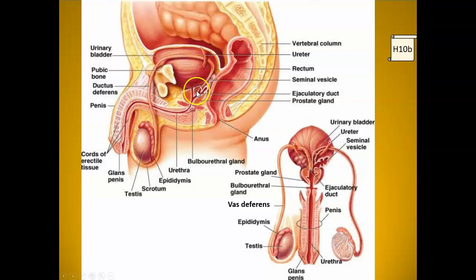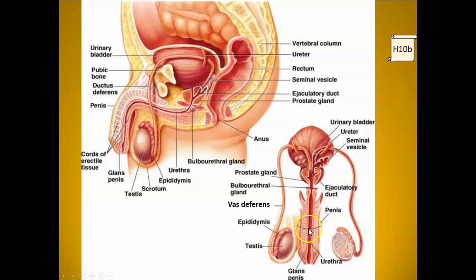And then it's going to connect to, so here's our prostate gland. And the prostate gland, just as an aside, is something that males need to check regularly as they get older in age, because it can become cancerous. And then the prostate gland connects with the urethra, and that's where it can exit the body, so the sperm can follow this route to exit the body.